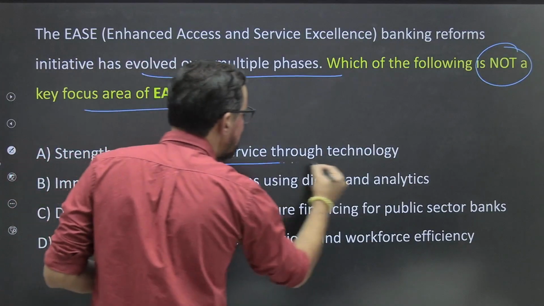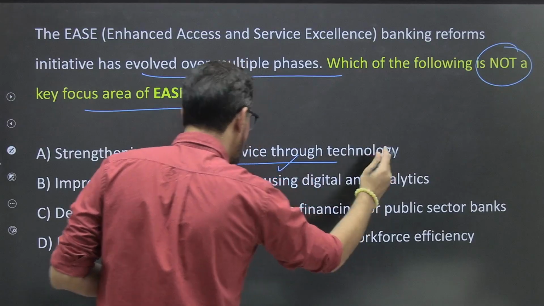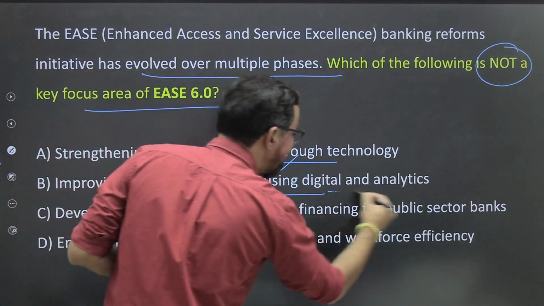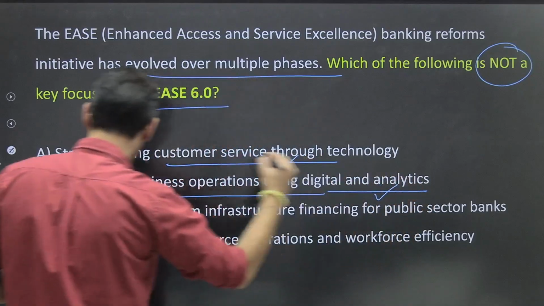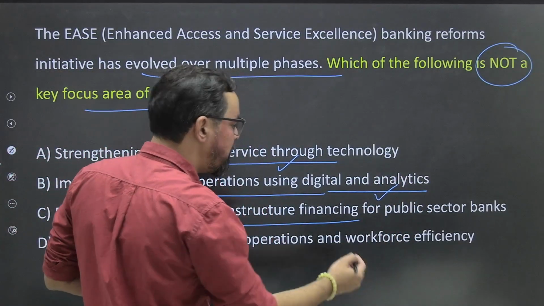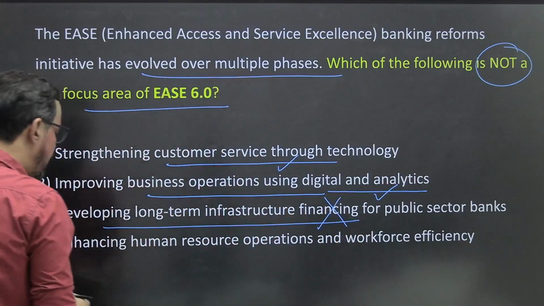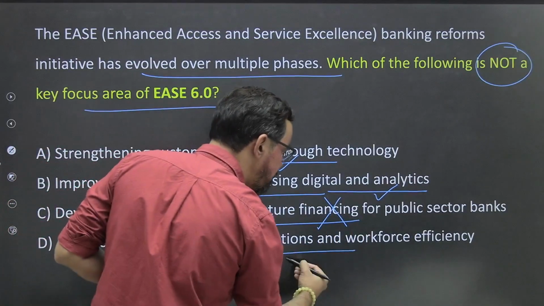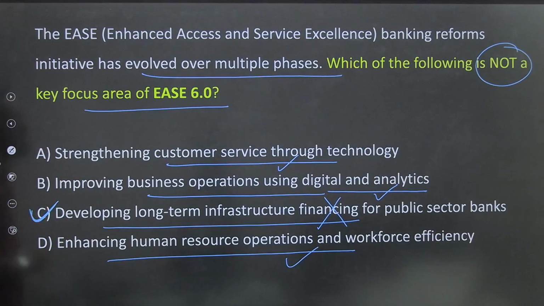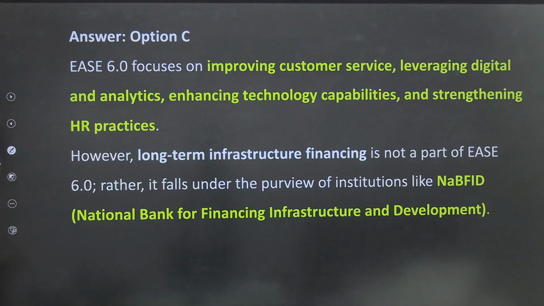Strengthening customer service through technology is part of this particular one. Improving business operations using digital and analytics, yes. Developing long-term infrastructure financing for public sector banks, no. Enhancing human resource operations and workforce efficiency, again yes. Okay, so what will be your correct answer? Option C will be the right answer for this particular one.